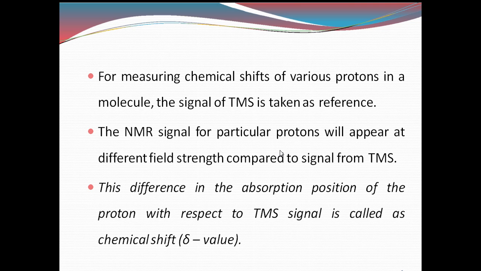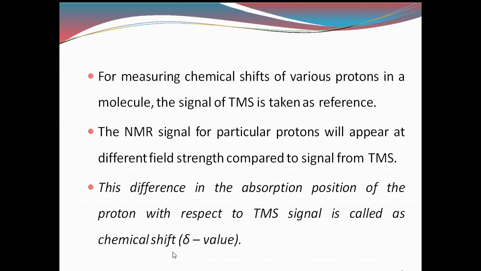The NMR signal for a particular proton will appear at a different field strength compared to the signal from TMS. The difference in the absorption position of the protons with respect to the TMS signal is called the chemical shift. I think you got the value. Chemical shift is generally expressed in delta, and it is always expressed by comparing with the signal of a reference compound, that is TMS.